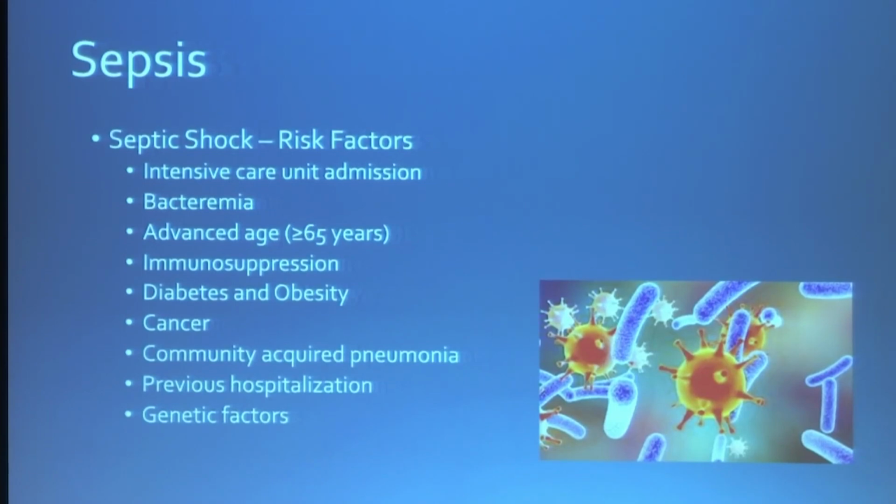Advanced age, over 65. Immunosuppression, which usually is over 65, or on medications like steroids, et cetera, chronically, immunosuppressives, somebody who has AIDS. Diabetes, obesity. Cancers. Well, you have some immunosuppression there. Community-acquired pneumonia. Oh, pneumococcus. Strep pneumonia. Very common cause of sepsis slash septicemia, bacteremia. Previous hospitalization for sepsis. Genetic factors.